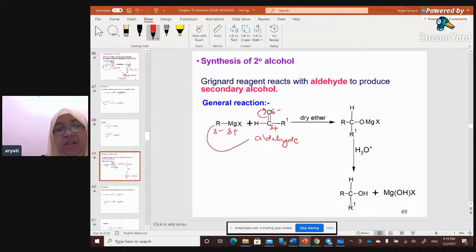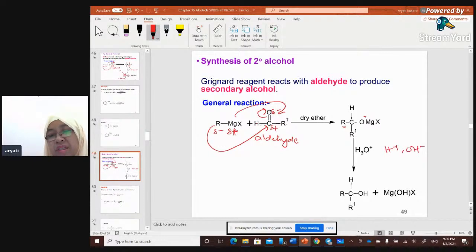R, alkyl group will donate a pair of electron to C, so dia akan make a new covalent bond kat sini. So H, ni H, R prime kat sini. So jadi O minus sebab oksigen dah attract a pair of electron. O minus Mg yang ada bercas pada positif ni akan attracted to here, so jadi O MgX. So followed by hydrolysis, so dia ada H plus dan OH minus.